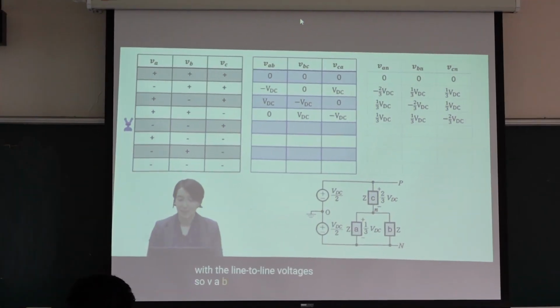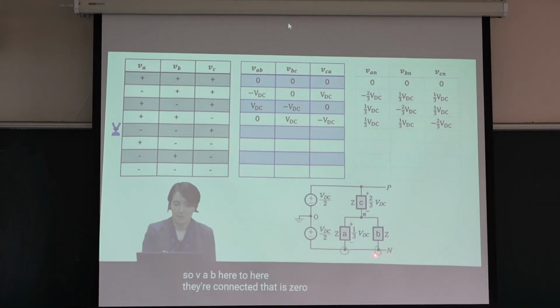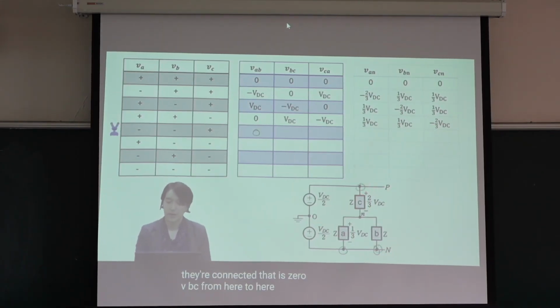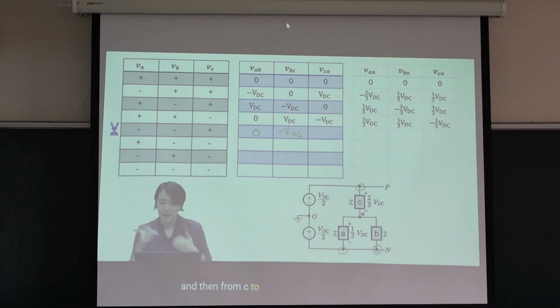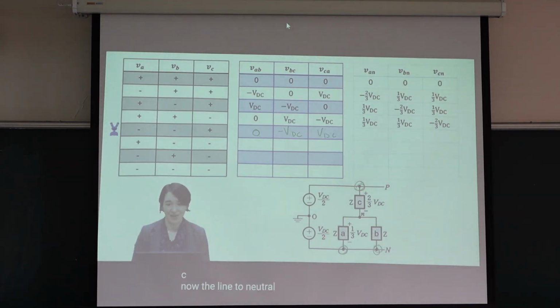So VAB, here to here, they're connected, that is 0. VBC, from here to here, that's going to be the negative VBC. And then from C to A, we're going to get the full positive CA, VDC. Now the line to neutral.